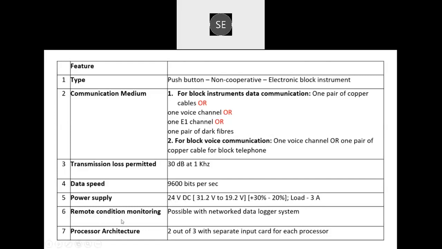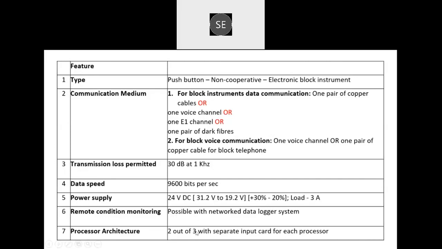Remote condition monitoring of this block instrument is possible. Means this block instrument can be monitored from a central place. This is possible by networking this block instrument to the existing data logger provided in the station. All the internal data or all the operations can be transferred to a central place through an existing data logger, where the data of the block instrument can be analyzed and reports can be generated. This type of analysis is helpful in case there is a failure in the block instrument.